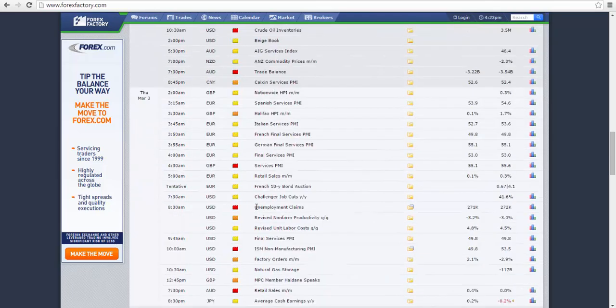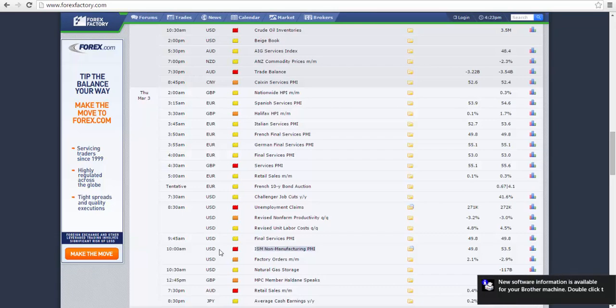Going into Thursday here, we have services PMI number. The British economy is heavily based on services, so the services PMI number will have an impact on the price of the British pound. We have unemployment claims for the US dollar. ISM non-manufacturing PMI number for the US.